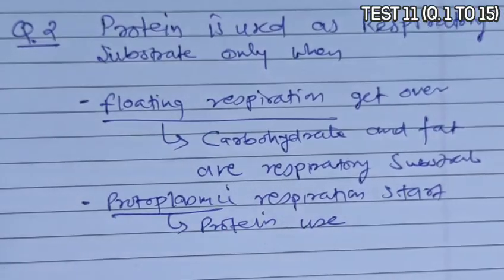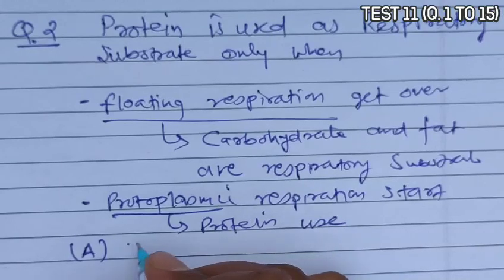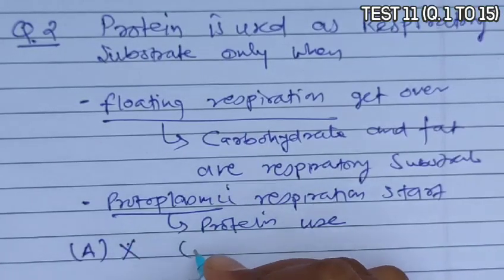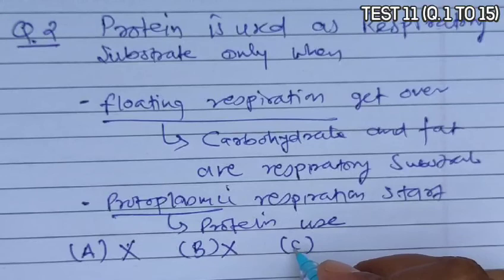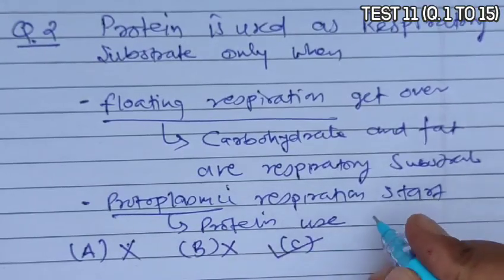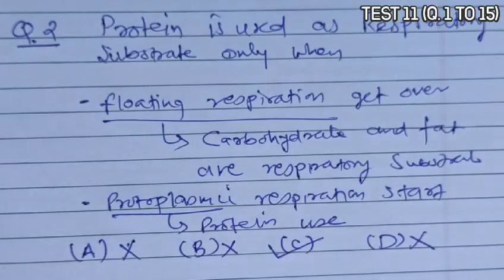According to this, option A is given as carbohydrate are absent, so only fat would be used, and that cannot lead to the protoplasmic respiration of protein use. B is talking about the fat being absent, when only carbohydrate are used, that is not possible. C, both are exhausted. Yes, only if both are exhausted can this happen. And D, if fat and carbohydrate are in abundance, then protoplasmic or protein use cannot occur, so it is also incorrect. So C is the correct answer. When both carbohydrate and fat are used up, the protein use starts.